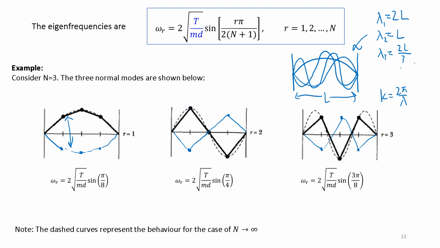Basically, lambda is 2L divided by r, where r is just any integer going from 1 all the way to infinity. That's why this k is 2 pi divided by 2L times r, which is just r pi divided by L.